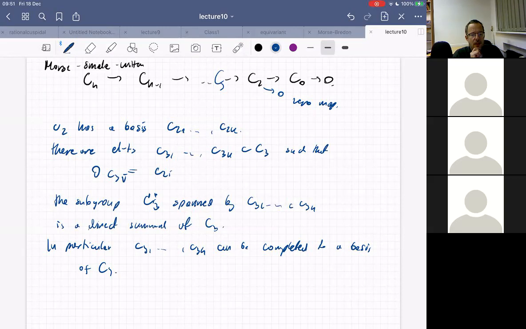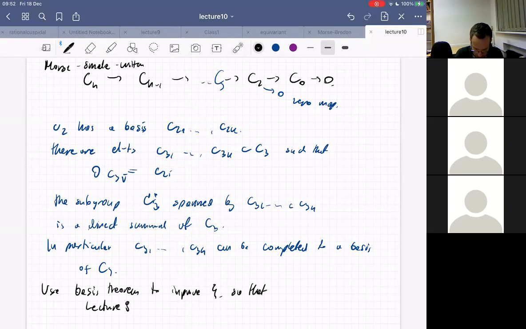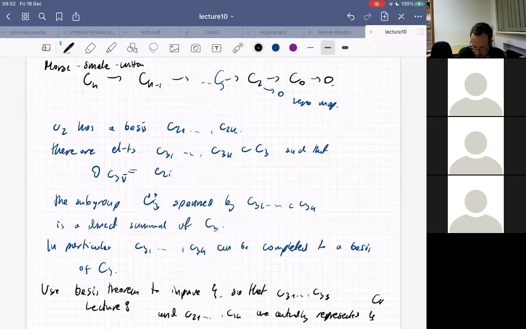So this is an observation, and now we use the basis theorem from lecture 9 to improve the vector field psi and maybe the function f, so that C_{31} to C_{3K} and C_{21} to C_{2K} are actually represented by the critical points.